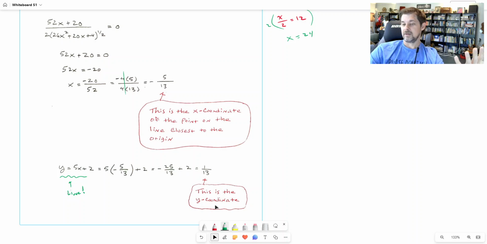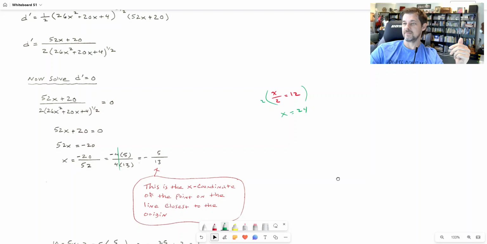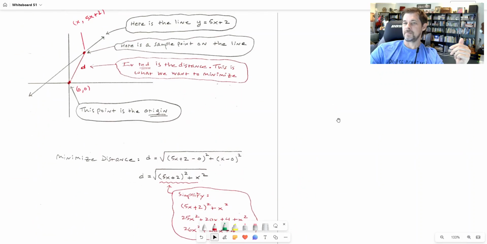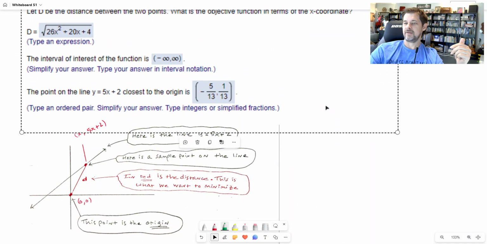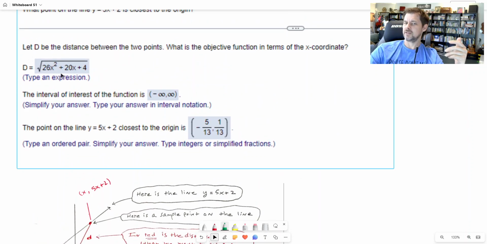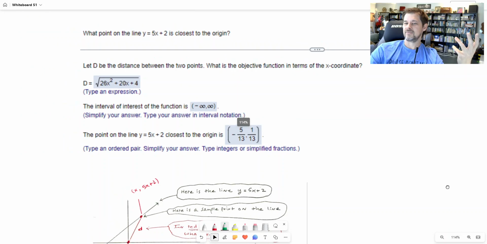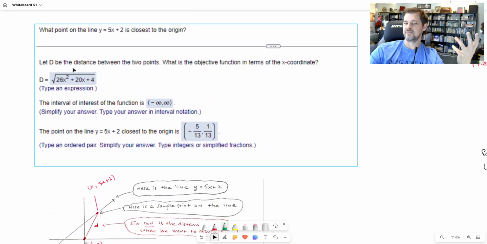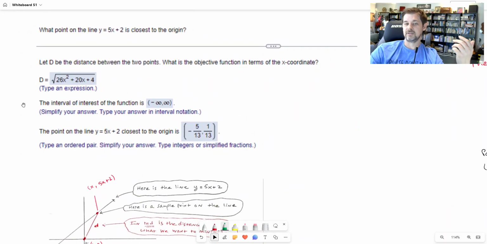Okay. All right, so now I know the x and y. The x is negative 5 over 13. The y is 1 over 13. So there you have it. There's the x and y coordinates. So I got that function that gives you the distance between the points. I found the point on the line closest to the origin. And then one last thing is it says find the interval of interest for the objective function.